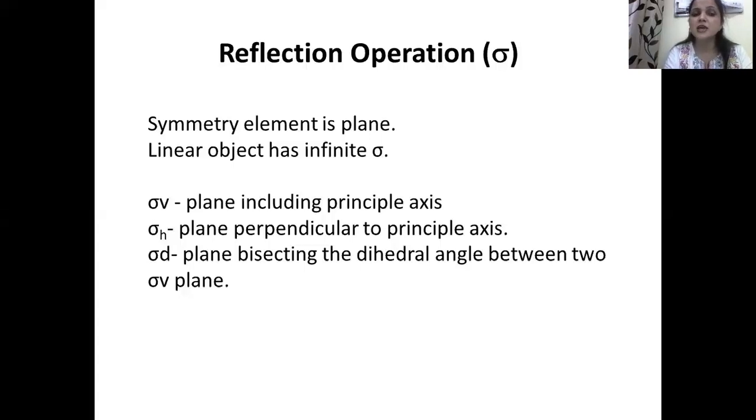What is that? If there are two planes bisecting each other, between the sigma planes, the vertical planes, that plane is called the dihedral plane. We will discuss in detail the horizontal planes as well as the dihedral planes.